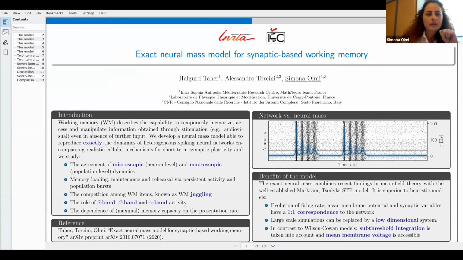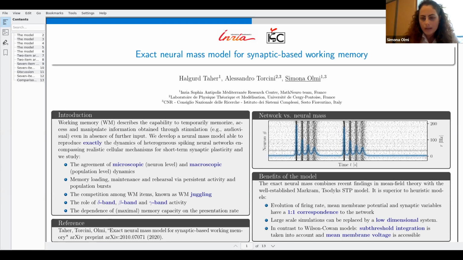In this talk, I will try to present you a new exact neural mass model that we have developed for synaptic-based working memory. As I think all of you know, working memory describes the capability to memorize, access and manipulate information that is obtained through stimulation, even though the stimulus is no longer present. So in this framework, we try to develop a new neural mass model that is able to reproduce exactly the dynamics of heterogeneous spiking neural networks that encompass realistic cellular mechanisms for short-term plasticity.